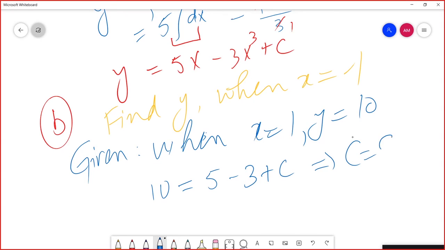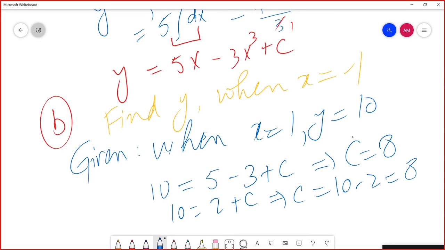c is equal to 8. Why? 10 is equal to 5 minus 2 plus c. This implies c is equal to 10 minus 2, and this means it is equal to 8, right? Yep, we got it.